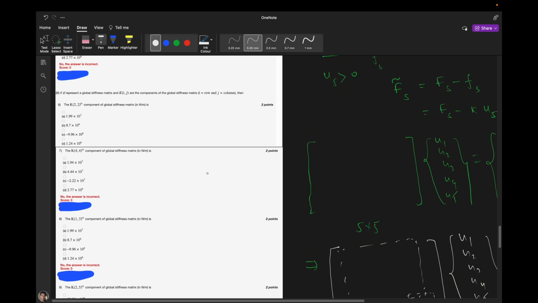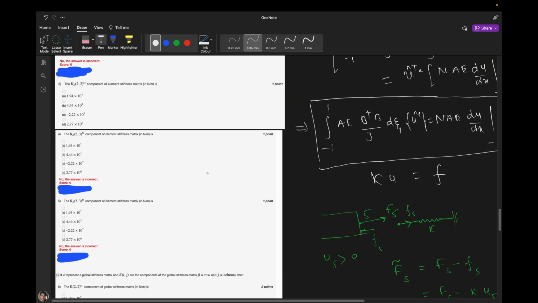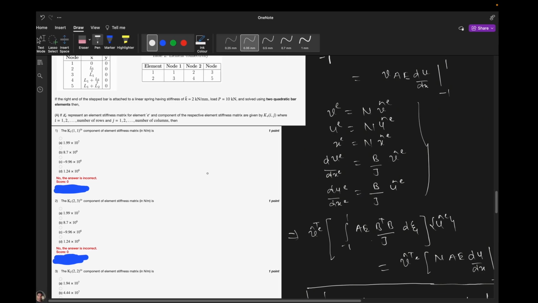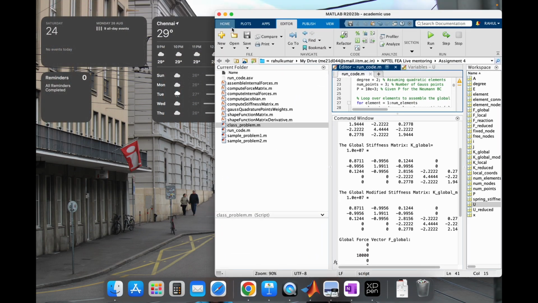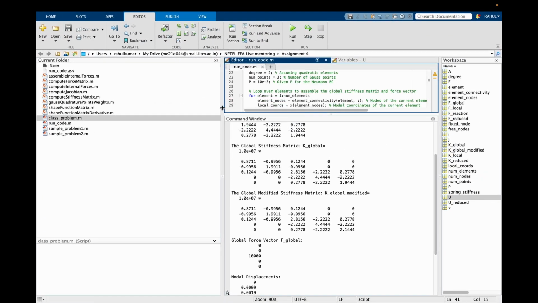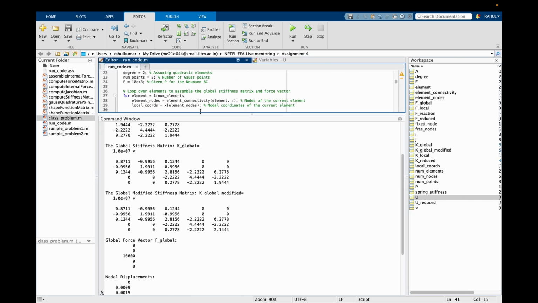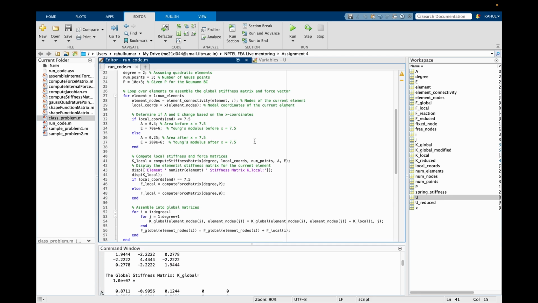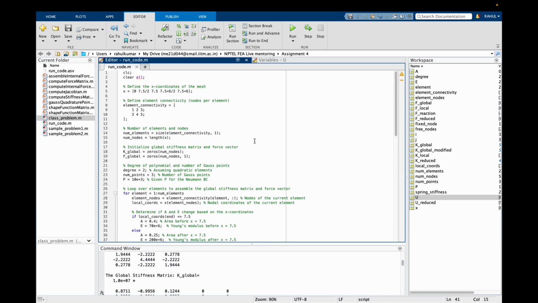Now we will go to the MATLAB program and we will see how we are doing this problem. Okay, so let's go. I have modified the same problem, whatever we have solved in assignment 3 and 2 and 3, with a little bit of modification.